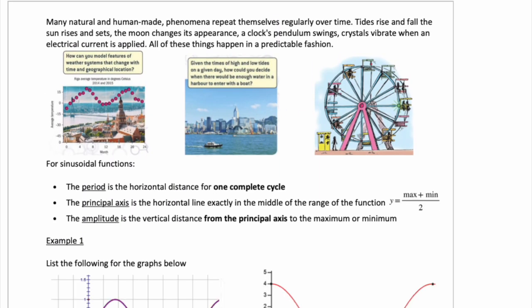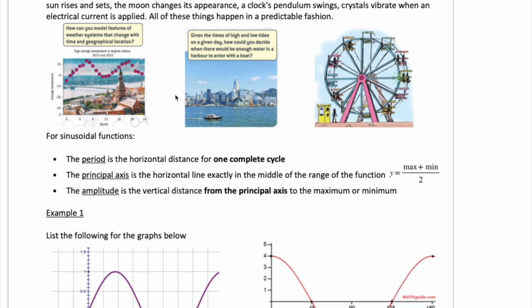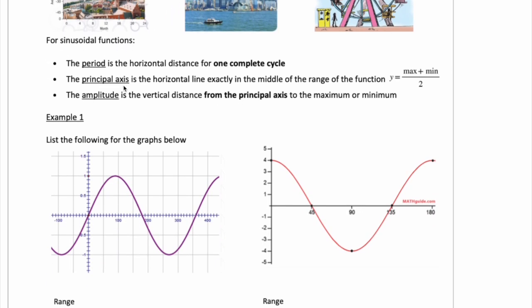And a Ferris wheel. So you're at a maximum height, then you come down to a minimum height, then you're back to a maximum. So the height is like a sine or a cosine graph. Okay, so there's lots of applications of it, and we have some specific terminology.